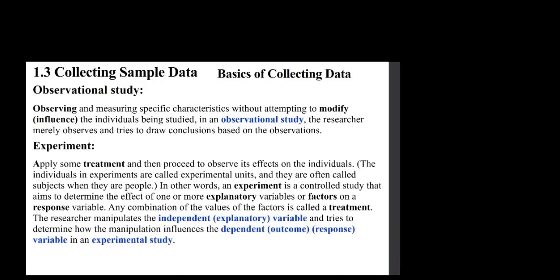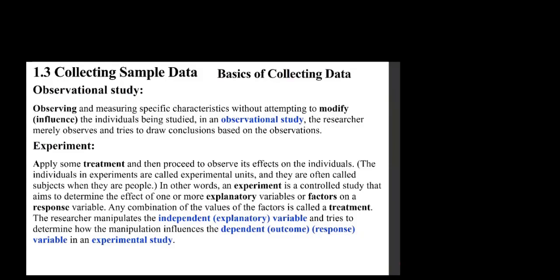Apply some treatment and then proceed to observe its effects on the individuals. The individuals in experiments are called experimental units, and they are often called subjects when they are people. In other words, an experiment is a controlled study that aims to determine the effect of one or more explanatory variables or factors on a response variable. Any combination of the values of the factors is called a treatment.